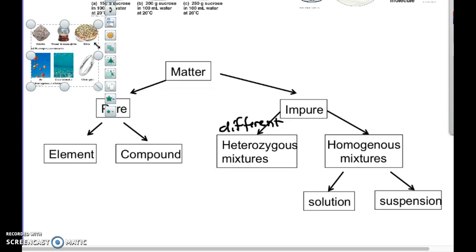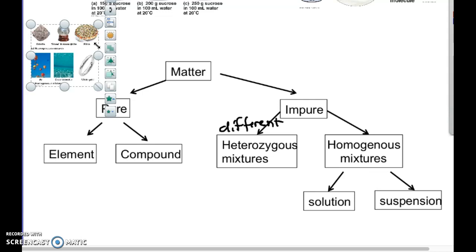Italian dressing would be an example. You obviously have oil and you have watery, more water-based parts, and you have all the little stuff floating in it. So it's very heterogeneous. It looks different. You obviously have different things mixed in it.